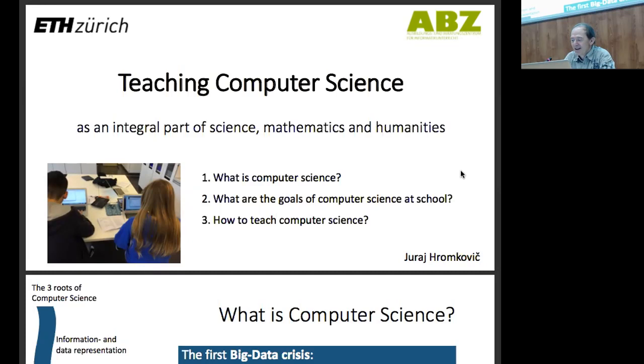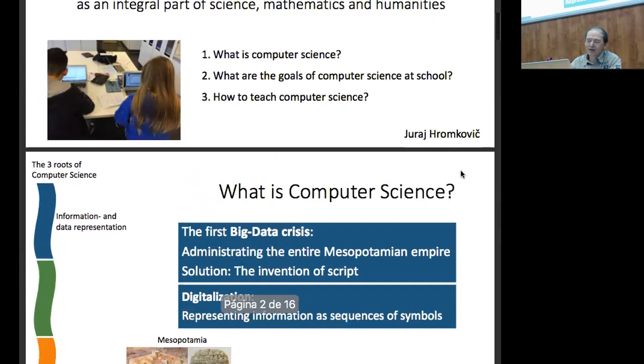Okay, so the talk has three parts. First of all, I think in the case of computer science, there is a reason to speak about what it is about. Then after that, we would like to look what does it mean for teaching it. And at the very end, we would like to discuss some didactic approaches about it. So, I will start to introduce computer science as a very old discipline, as old as the other ones.